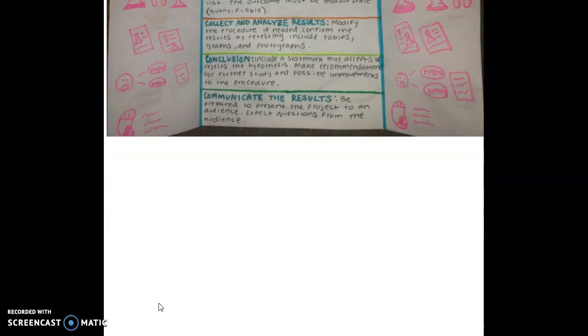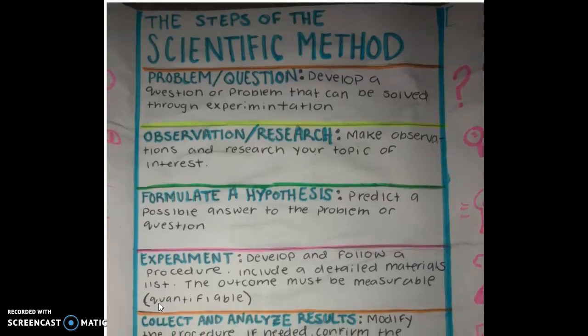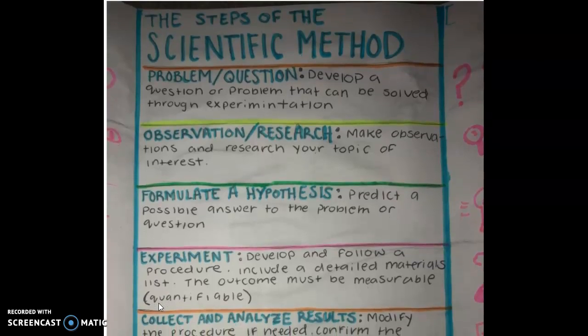So I'm just going to zoom in a little bit more on the steps themselves so that we can go over them together. The first step of the scientific method is problem/question. In this step, you're going to be developing a question or a problem that can be solved through experimentation. So this is where you're going to come up with a question about what we're going to be doing for the day. That's going to help you get through the experiment that we're doing.